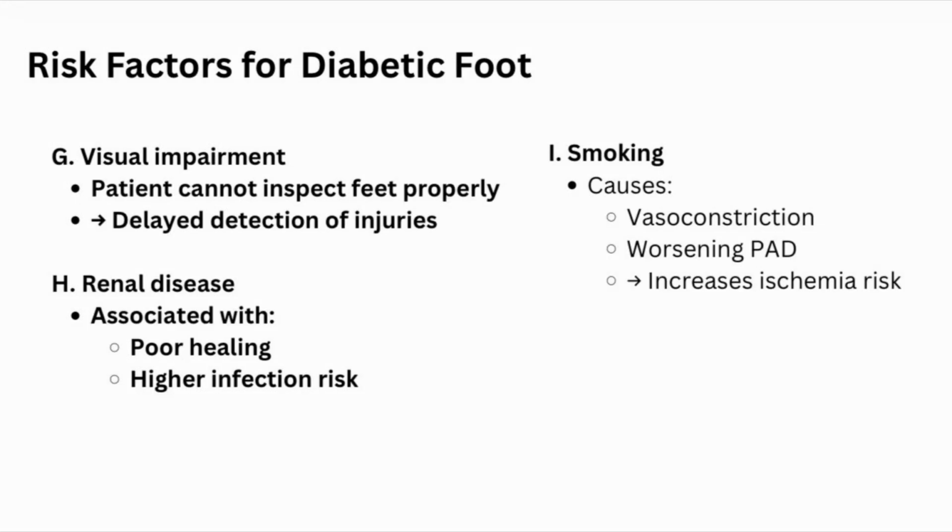Now, looking at some additional patient-related risk factors. Visual impairment is important because the patient is unable to inspect their feet properly. This leads to delayed detection of injuries, allowing minor problems to progress unnoticed. Renal disease is also a significant factor. It is associated with poor wound healing and a higher risk of infection. Finally, smoking plays a major role. It causes vasoconstriction, worsens peripheral arterial disease, and ultimately increases the risk of ischemia. So overall, these factors further contribute to poor healing and increased risk of complications.